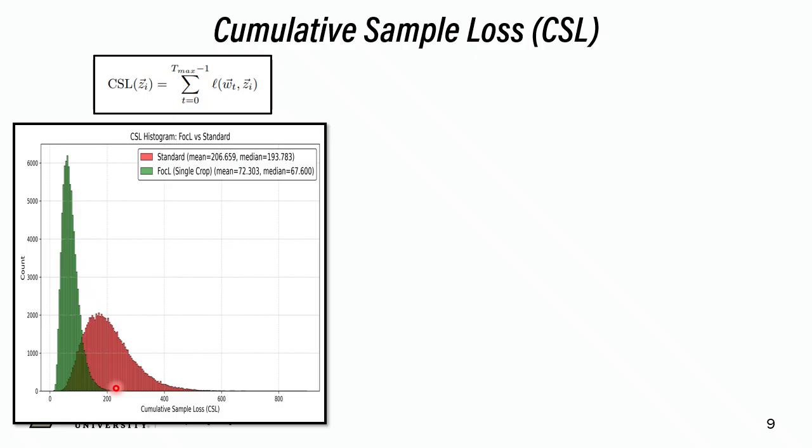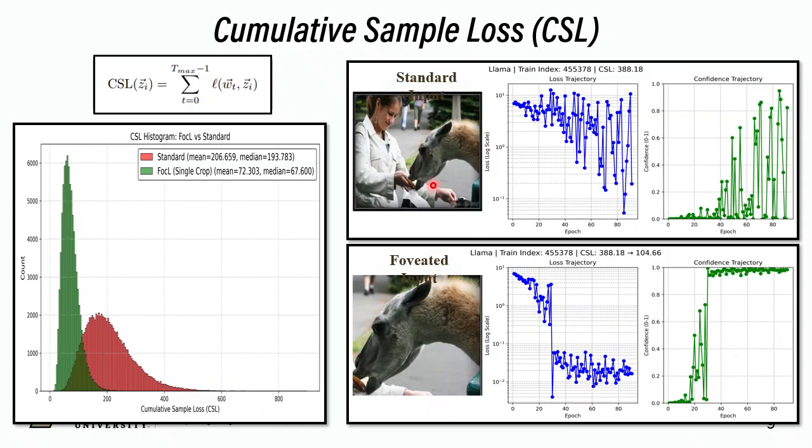Again, we don't claim that we remove the tail altogether. Of course, there will be a tail, but a lot of samples from the tail have been shifted to the mode. So that is one result that we show. The other is per sample loss and confidence trajectory.